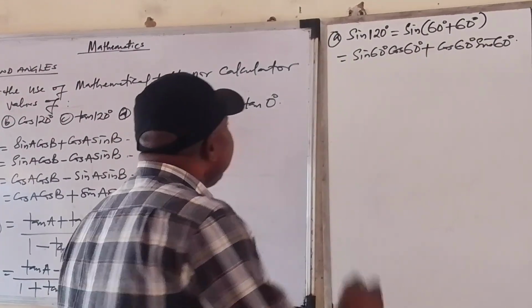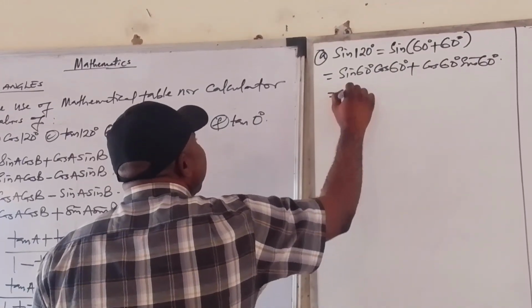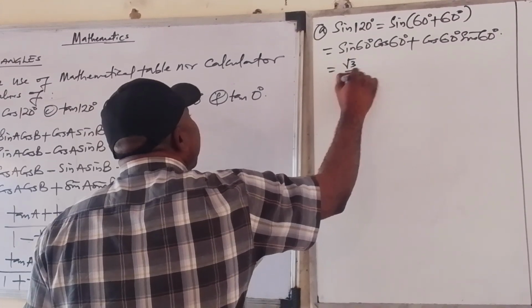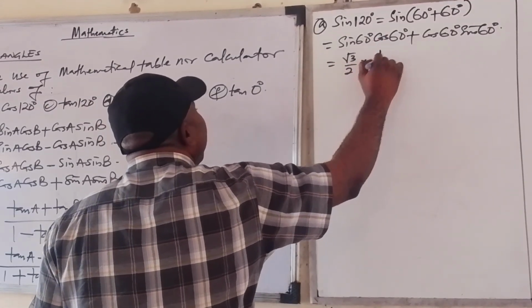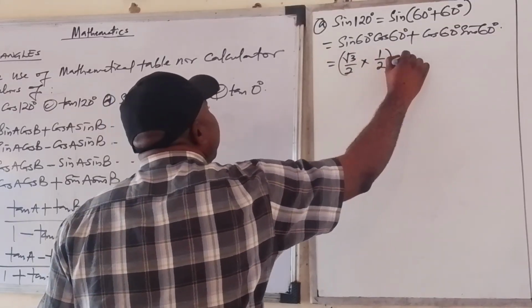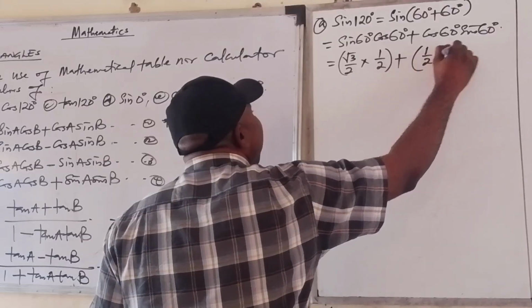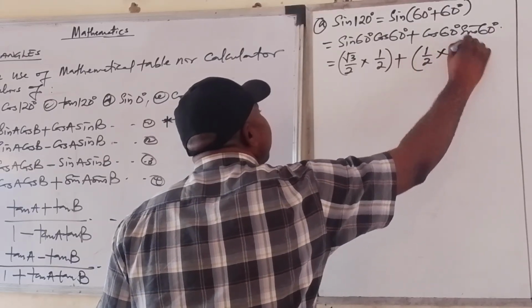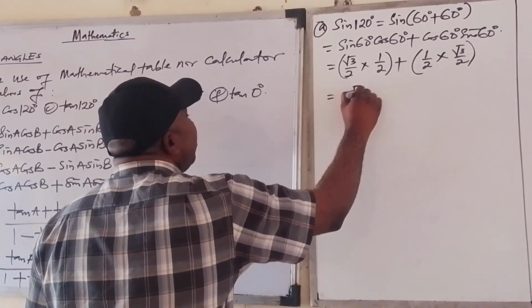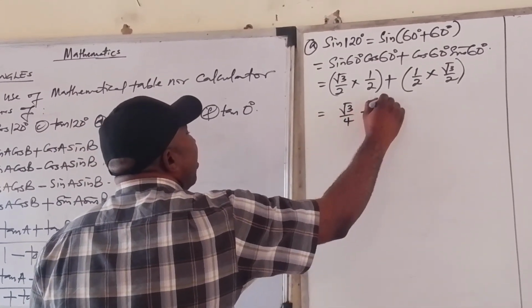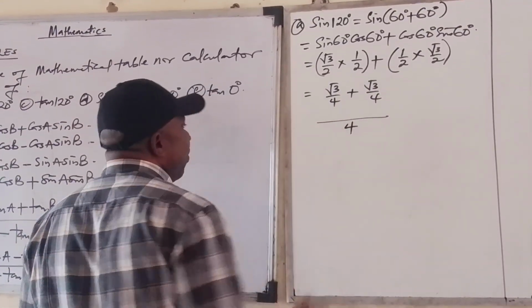Now remember when treating special angles, we said the value of sine 60 is root 3 all over 2, times the value of cos 60, which is 1 over 2. So here we have plus the value of cos 60, which is 1 over 2, times root 3 over 2. So the whole of this will be root 3 all over 4 plus root 3 all over 4. So the LCM here is 4.